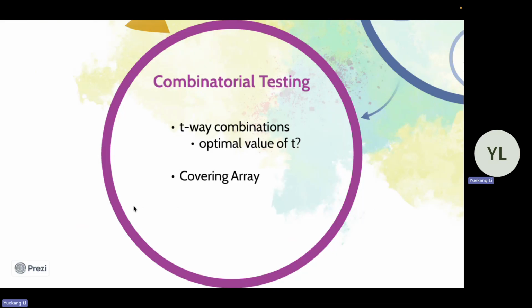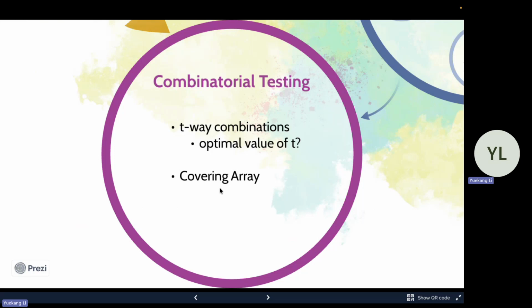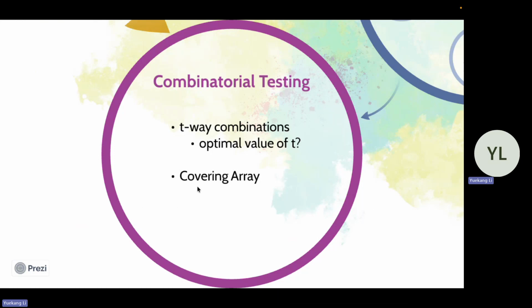We can calculate a covering array to get the representative values to cover all the possible pairs or possible triples of different values of the parameters. And how we calculate this covering array is actually normally very complicated. And we have learned about how to calculate this using a greedy algorithm.